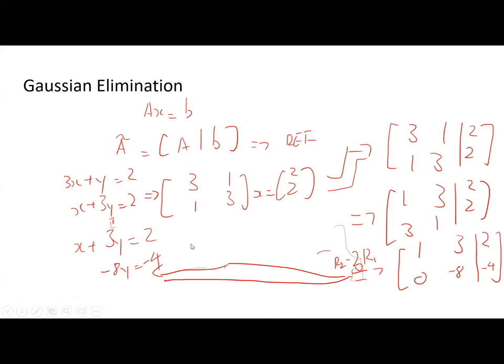So why do I introduce Gaussian elimination? It's because, going back to here, A hat is the augmented matrix [A, B], and we try to reduce it to a row echelon form. After reducing it to row echelon form, we will observe something. We will observe some rows of zeros.